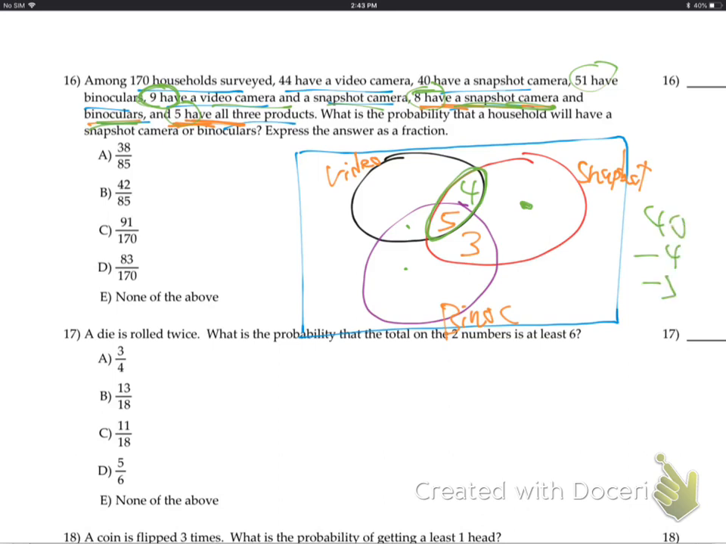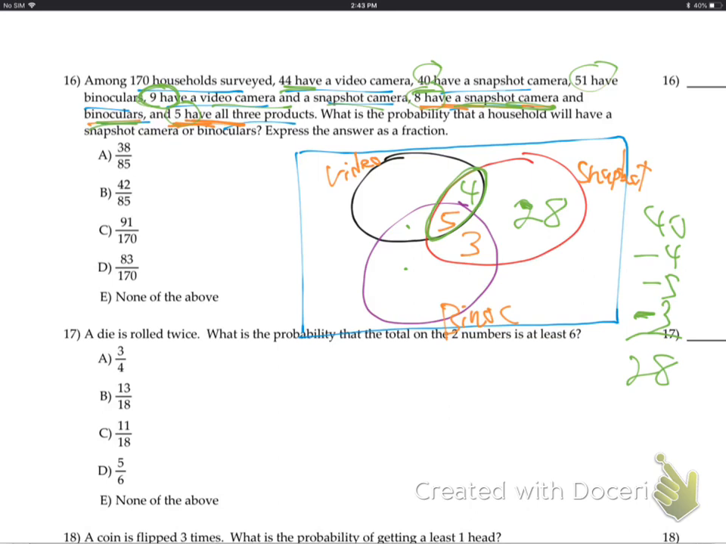40, take away 4, take away 5, take away 3. What is that? 8, 12, 28? Is that 28? Did I get that right? Yeah, 28 there to make 40 total in the snapshot. So I did that one. That's good. 44 have video camera.